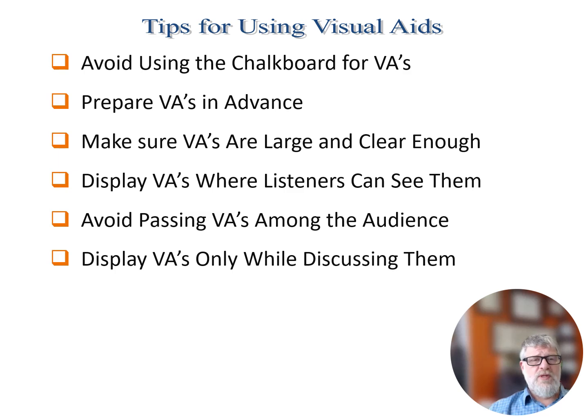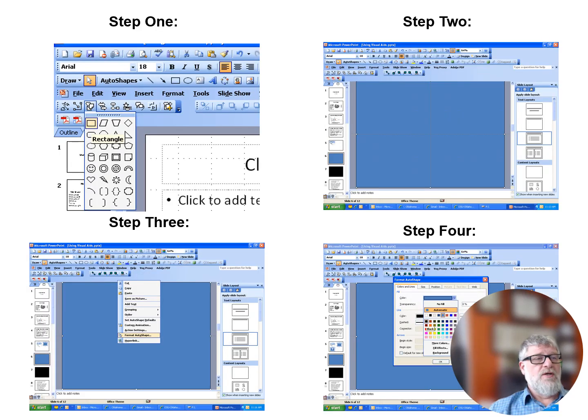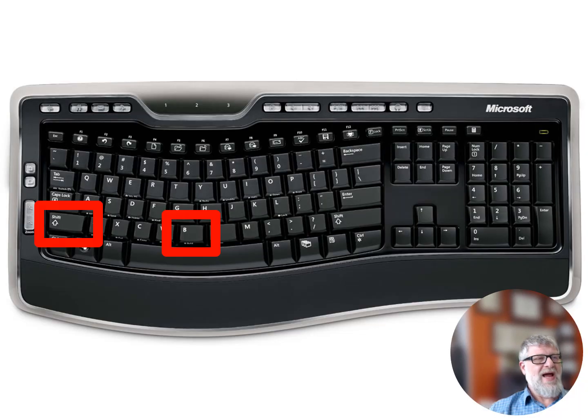So you can make the visual aid go away, and you can do that a couple different ways. You can use black slides to focus attention back on you as the speaker. And there are detailed instructions for producing one of those. You can also check those directions out. Another thing that you can do is insert a text box, format it, and make it black. You can also use Shift B if you're in presentation mode in PowerPoint. You can use Shift B, and that will help you to make the slide essentially go away.